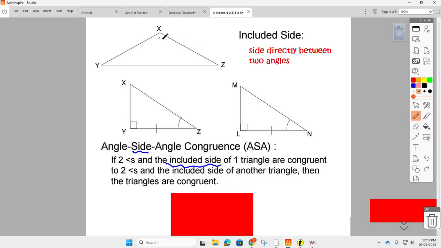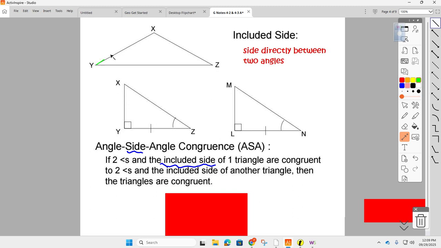Quickly though, we're going to look at angle X and angle Y. This side that connects those two angles is the included side between those two angles. Between angle X and angle Y, this is the only included side. Now, we could have an included side between angle X and angle Z, that would be this side. But if they ask us what is the included side for these two angles, it's the side that connects those two angles. Does that make sense, Ron? Does that make sense, Devanshi?